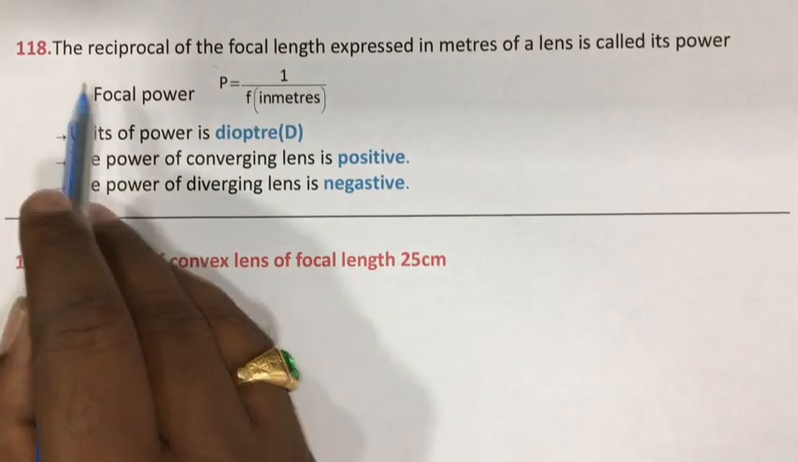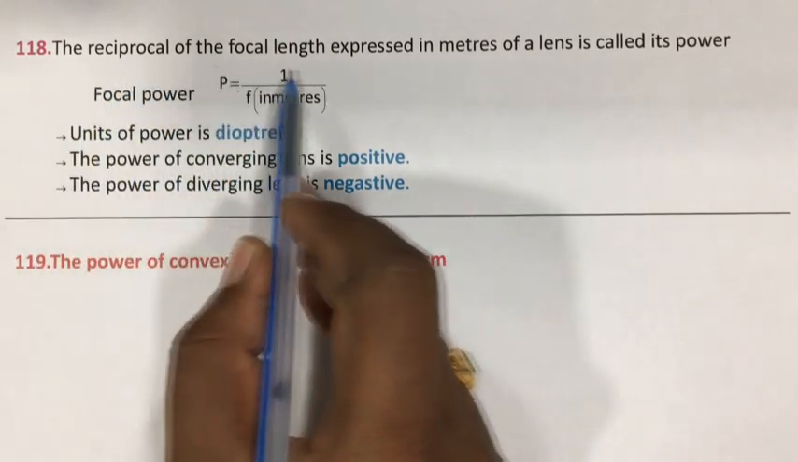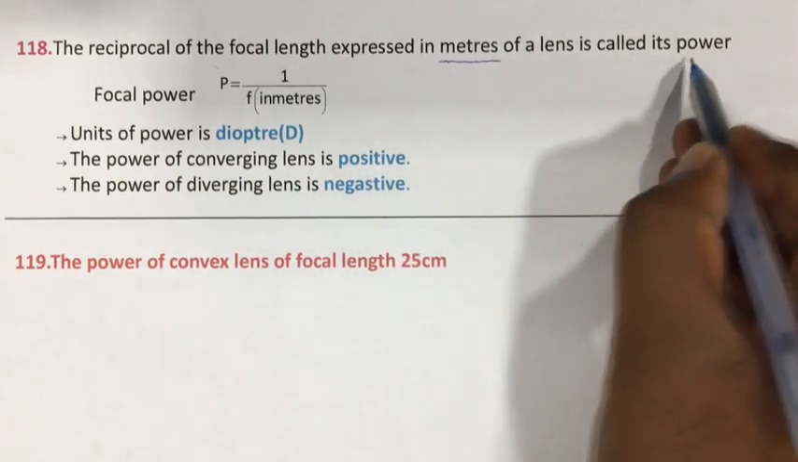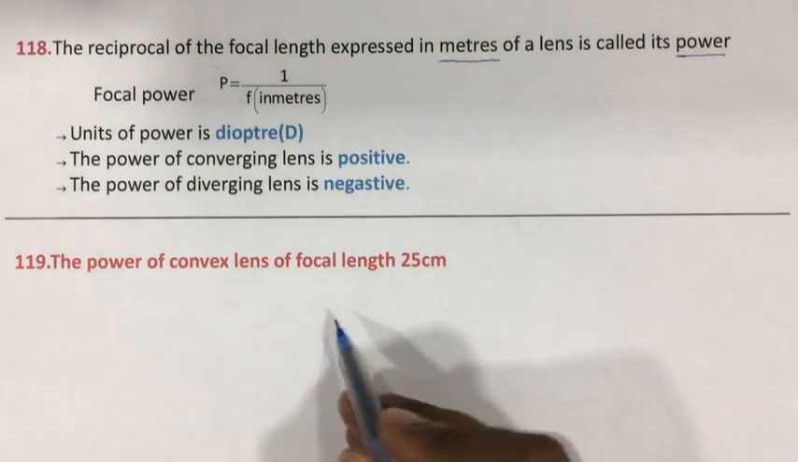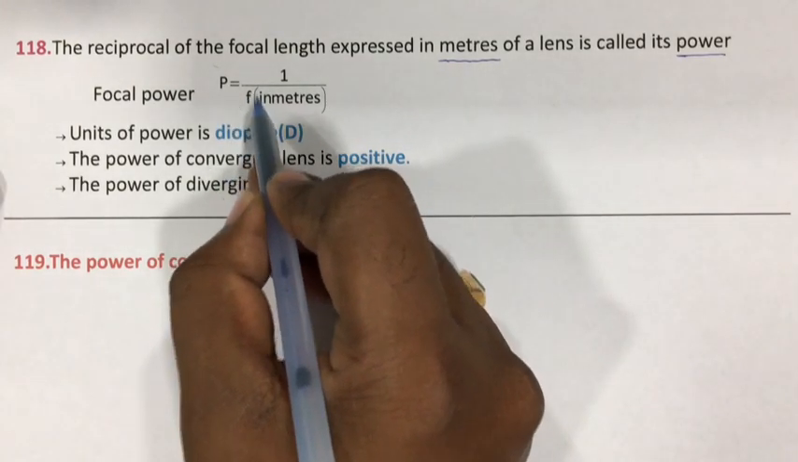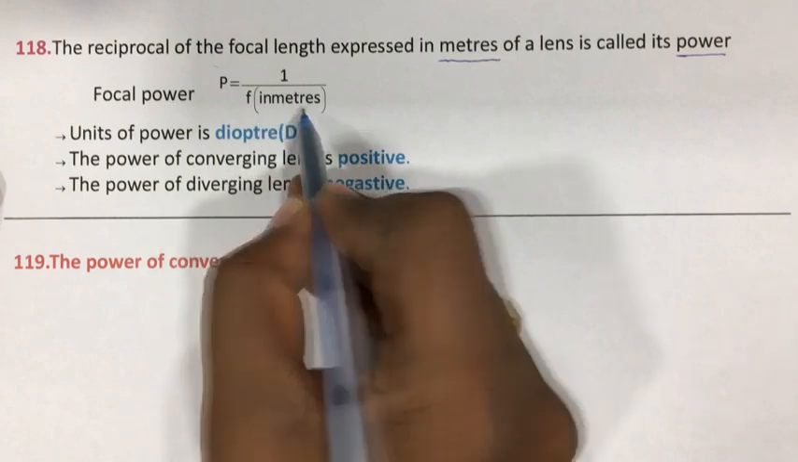This is point 118. The reciprocal of focal length, expressed in meters, of a lens is called power. So f, focal length, is in meters.